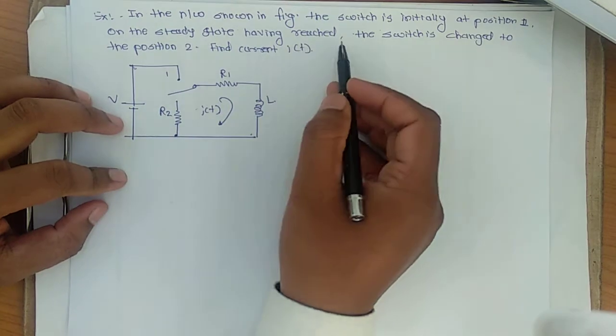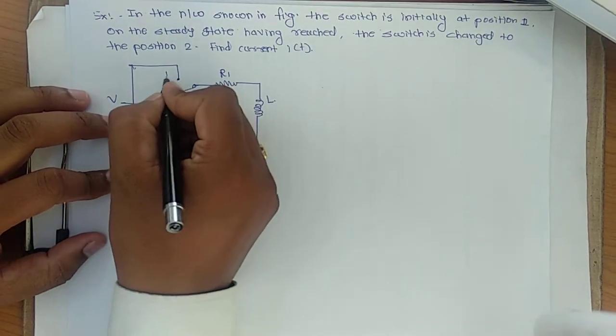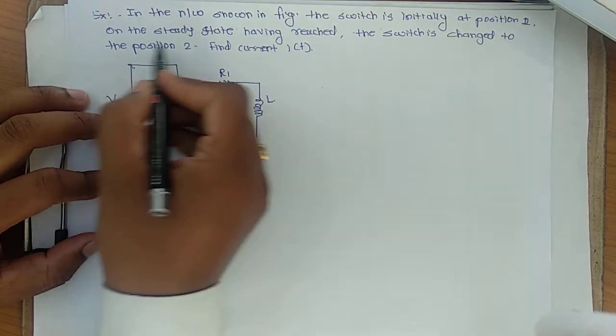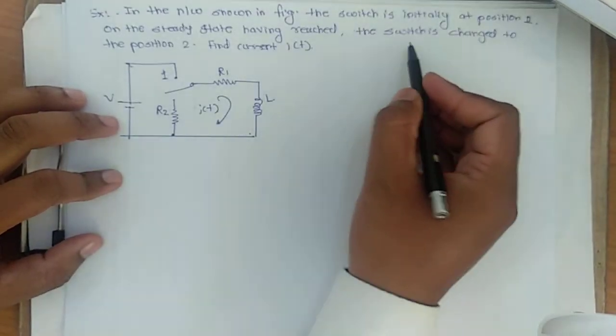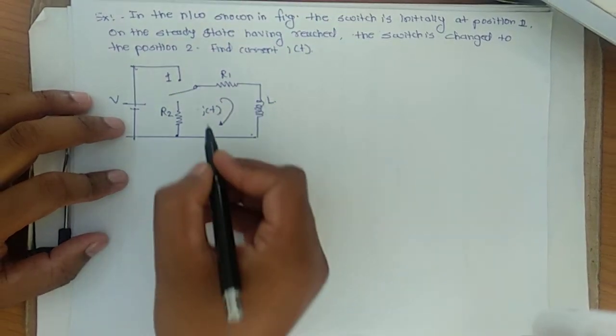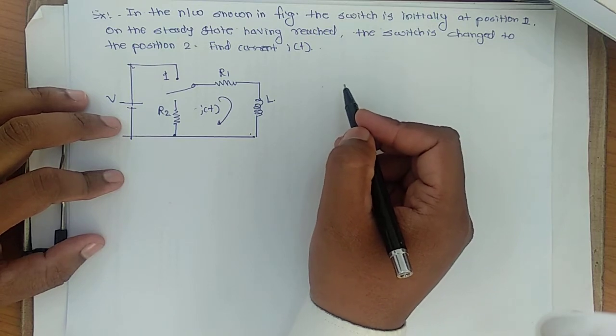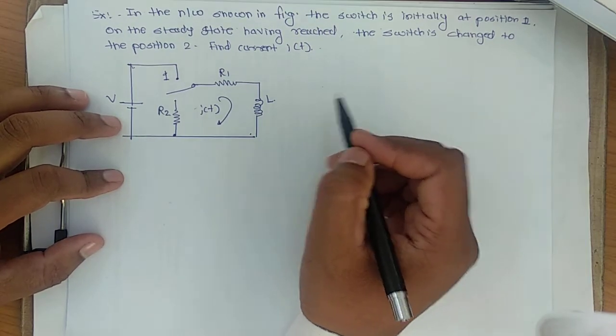In the network shown in the figure, the switch is initially at position 1. See that this is position 1. On the steady state having reached, the switch is changed to position 2. Find the current I of t. So we have to find the current I of t, and what they have given is that the circuit is going to be in steady state.